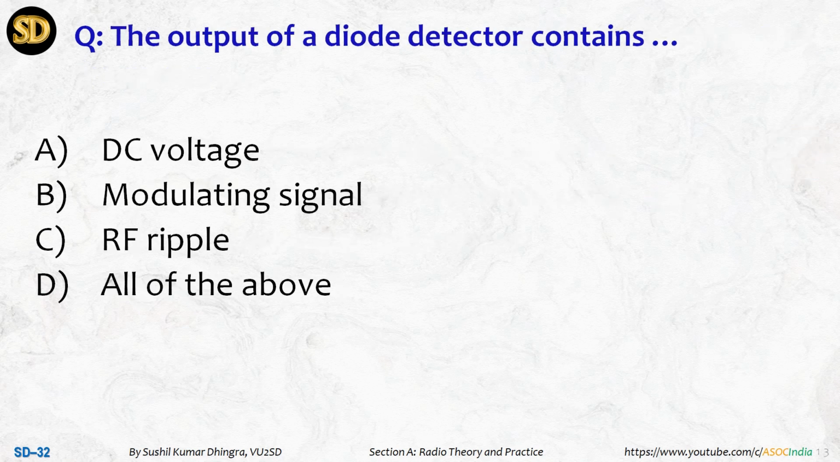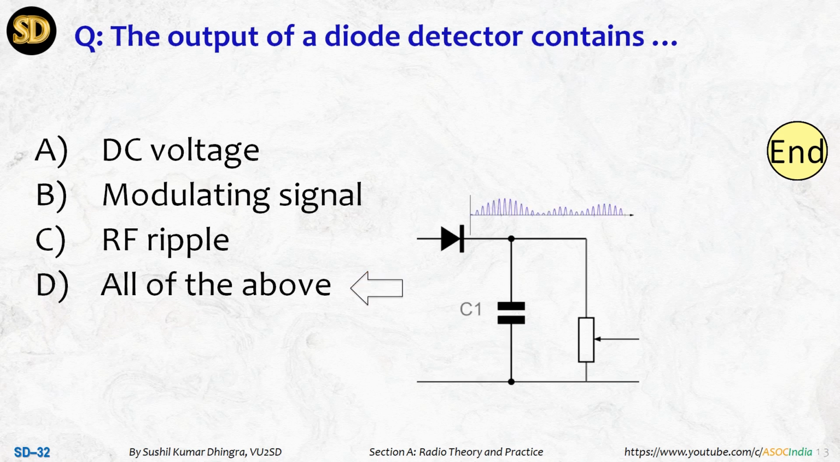The output of a diode detector contains what? The detector diode in the AM detector section. DC voltage, modulating signal, ripple, all of the above. Your time starts now. All of the above. Why? Because number one, the diode converts AC to DC, and this AC itself is a modulating signal and has wave-shaped ripples. Already it was explained to you.